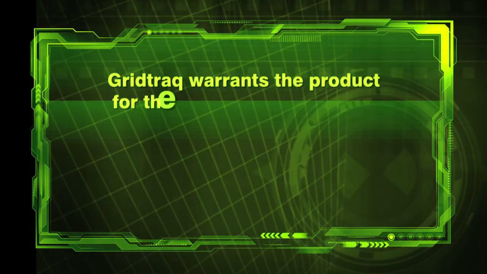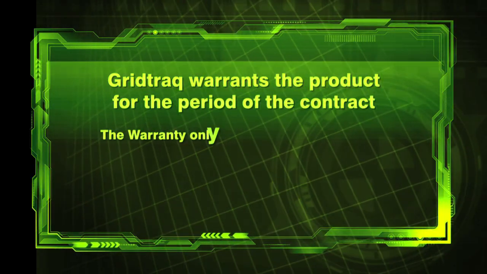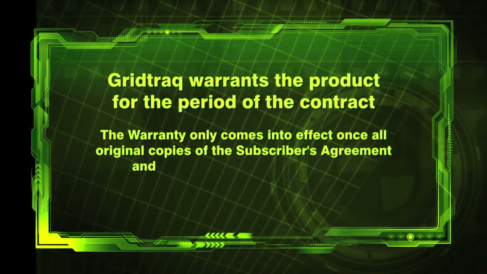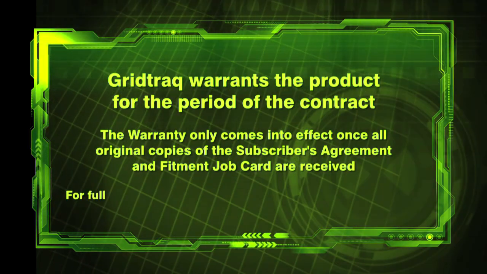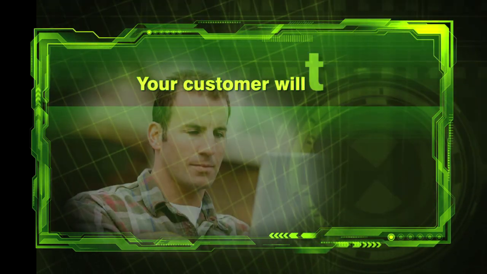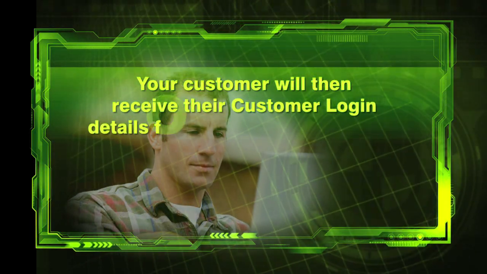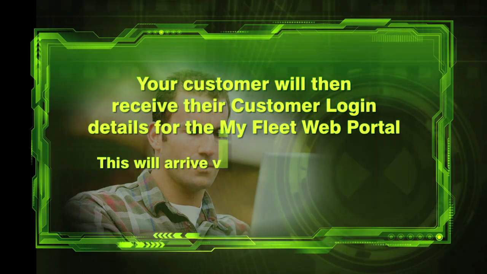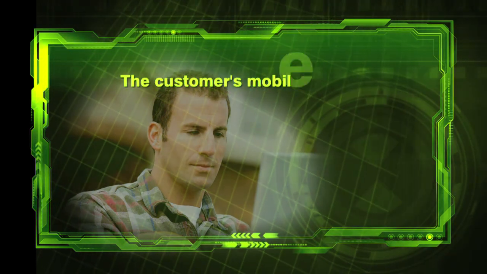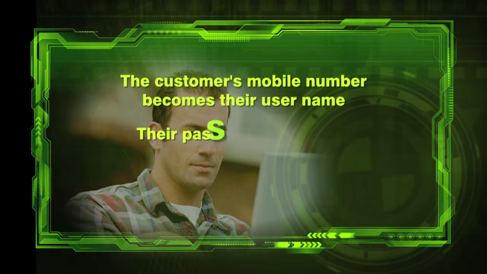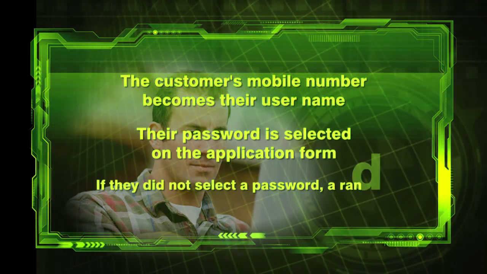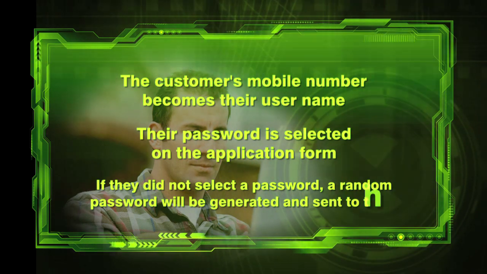Gridtraq warrants the product for the period of the contract. However, this warranty only comes into effect once all original copies of the subscriber's agreement and fitment job card are received. For full warranty terms and conditions, please contact Gridtraq. Your customer will then receive their customer login details for the My Fleet web portal via email 48 hours after the fitment has been completed. The customer's mobile number becomes their username, and the password is selected on the application form. If they did not select a password, a random password will be generated and sent to them.